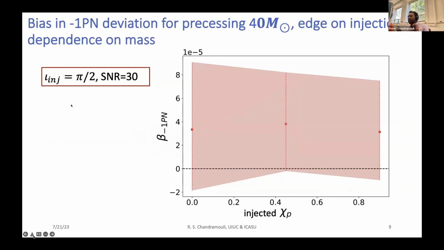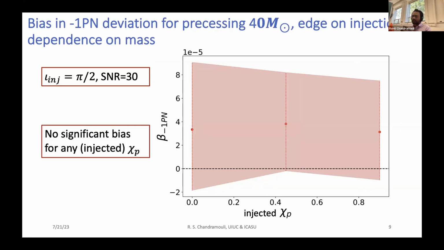And finally, I'm going to show you what happens if you change the total mass of the system. The earlier injections were for a total mass of 20. If I increase the total mass to 40, there are going to be fewer precession cycles. Again, if I change chi-p from 0 to 0.9, we see that there's no significant bias. This is for the case of an edge-on signal. So there is a lot of precession, but because the mass is now heavier, there are fewer cycles, and you're not significantly biased. So your test of GR is okay.